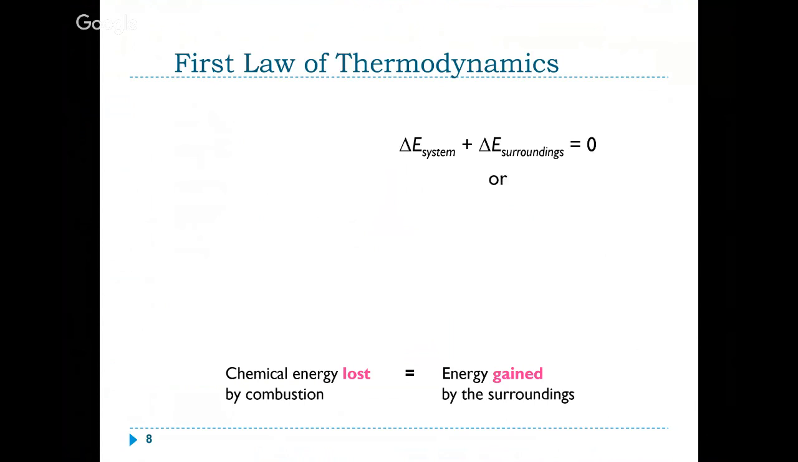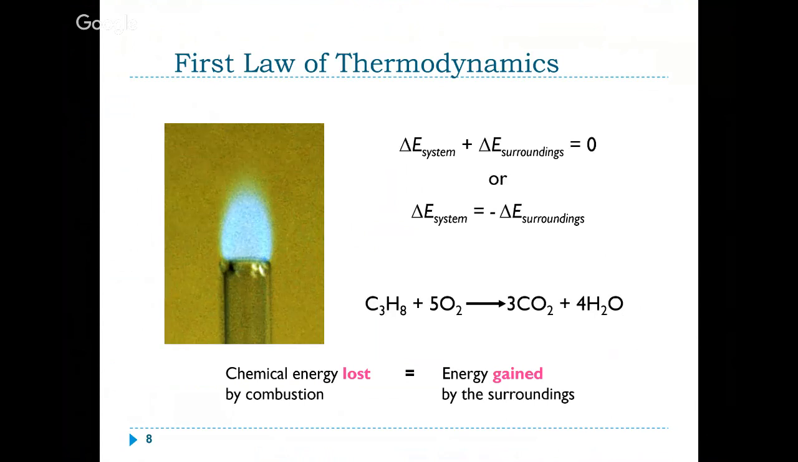So what is the first law of thermodynamics? It's very similar to the law of conservation of mass, which says we cannot create or destroy matter. Well, we cannot create or destroy energy. So this says that the energy change in the system plus the energy change in the surroundings equals 0. So we're not gaining, we're not losing. Or we simply say that the energy gained by the system is the same as the energy lost by the surroundings, or vice versa.